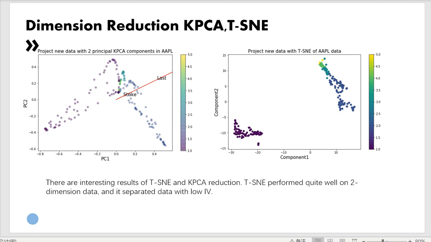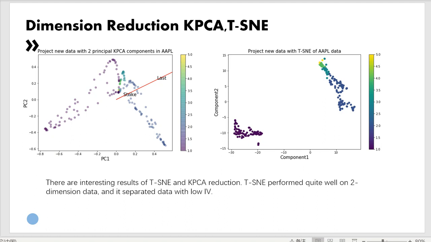TSNE performed really well on two-dimensional space data. It separates the data really well compared to KPCA. However, in the three-dimensional data, TSNE produced chaotic new data, while KPCA is really stable and separates the data well and looks like a butterfly.